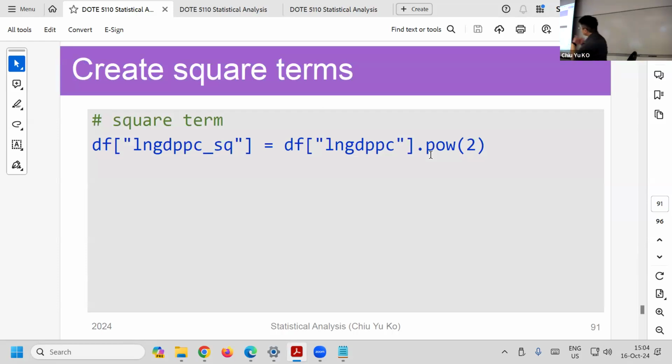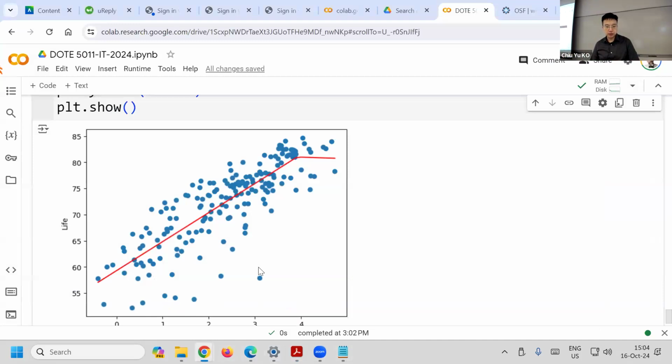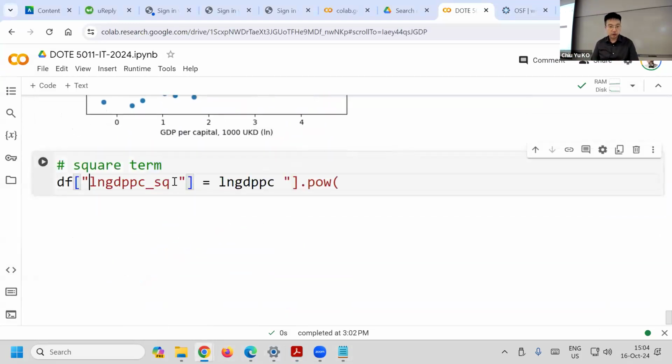But now let us do the regression, okay? So what we do is create a square term, okay? That's called the power of 2, or you can use the star thing, okay? Up to you what you want to use. If you don't like the power of 2, you can use the star. Okay, it should work. Okay.